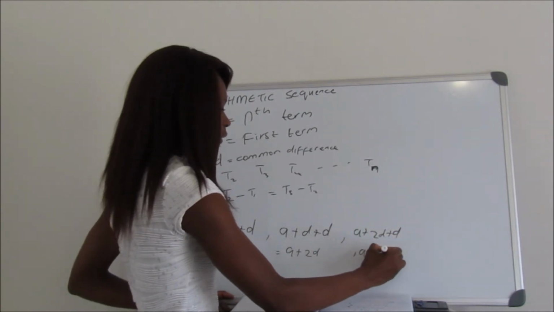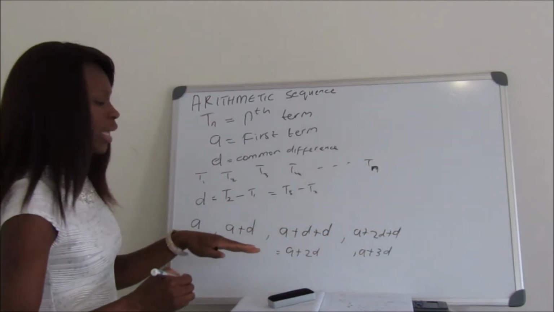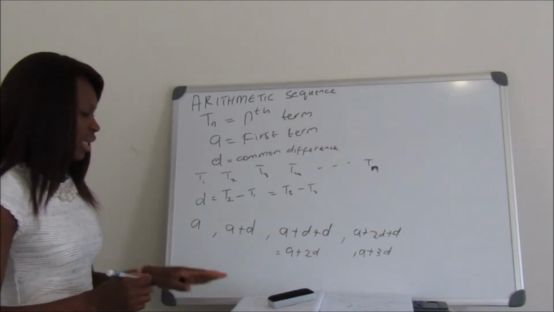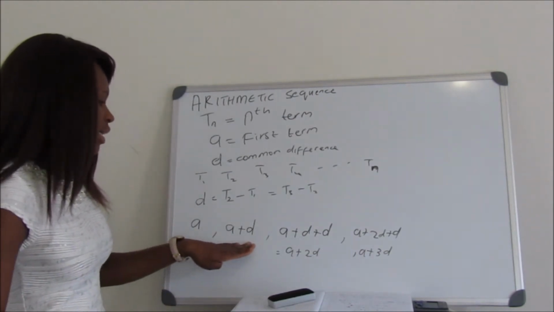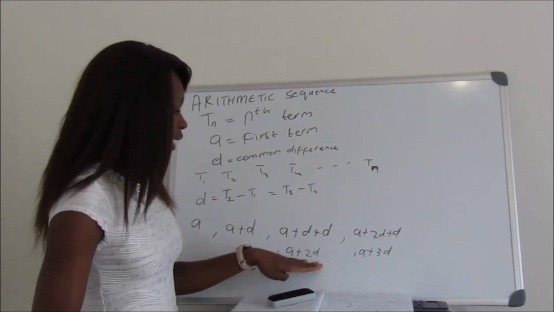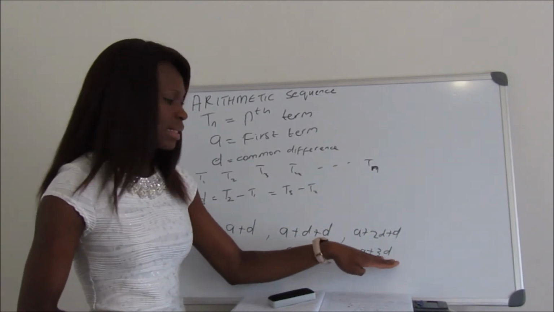A plus 3D. So from this, we can come up with the pattern that our first term is A, the second term is A plus D, the third term is A plus 2D, and the fourth term is A plus 3D.